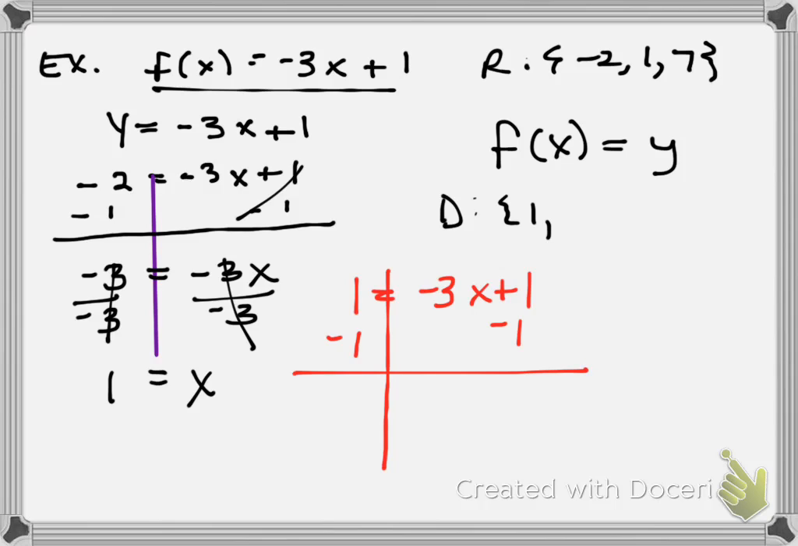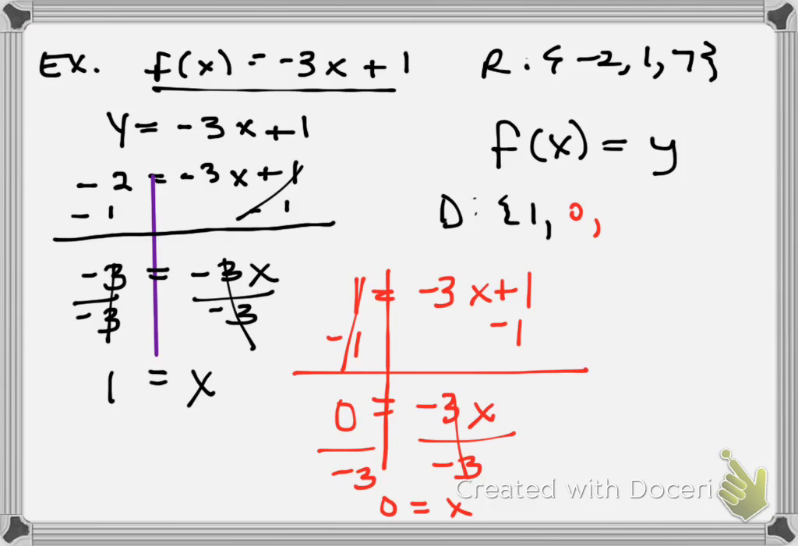0 equals what? -3x. Okay, what do I do next now? Divide both sides by -3. Now you're going to have 0, because 0 divided by -3 is 0, equals x. So our next number is 0. So we've got one more number to do for domain.